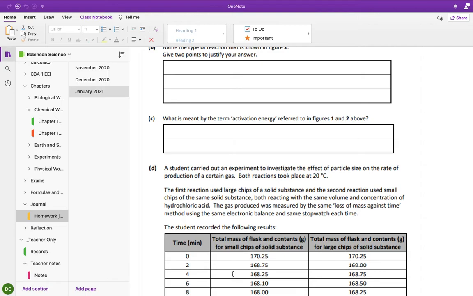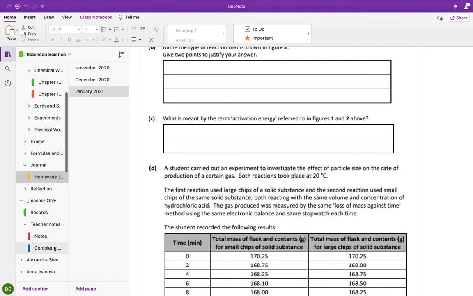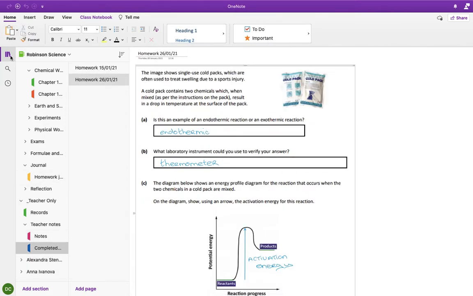Even when I'm marking these, and I haven't marked them all yet, when I'm marking your homework, I'm only going to go up to part C. I'm not even going to look at D, because I'm going to get you to do it again, essentially. So obviously, if it's done right, you're grand. You need to redo it. But anyway, I have the homework done here.